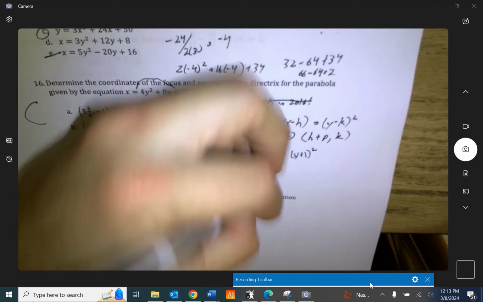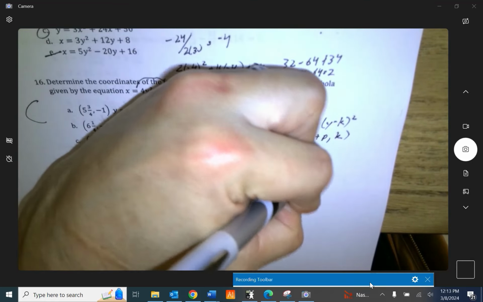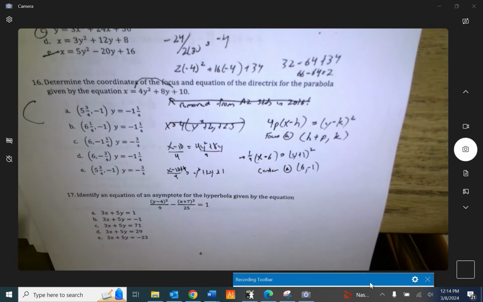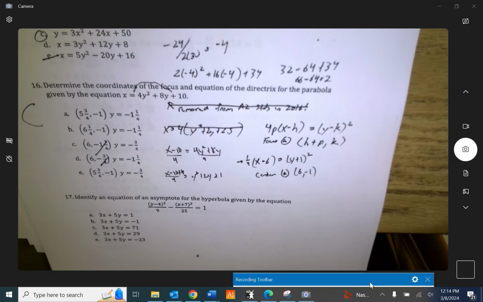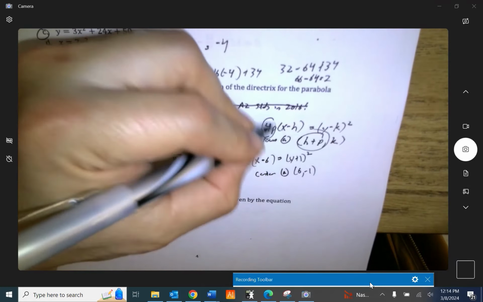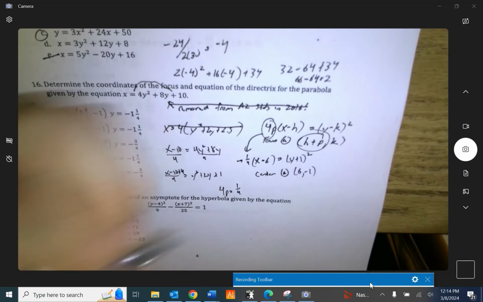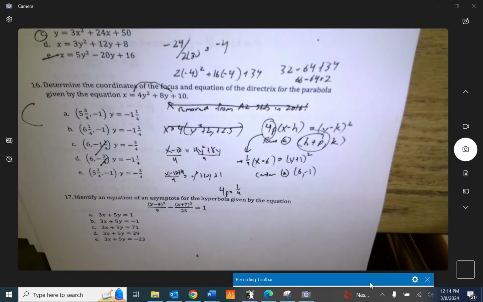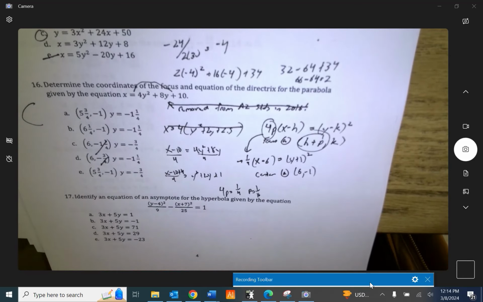Alright, so my center is at 6, negative 1. You can kind of see where these negative 1s are now. I'm either choice A, B, or E. Following the idea of my focus being h plus p, notice how 4p and a quarter line up? 4p must be a quarter. And I got something funny. I got that p is a 16th. Oh, that stinks.